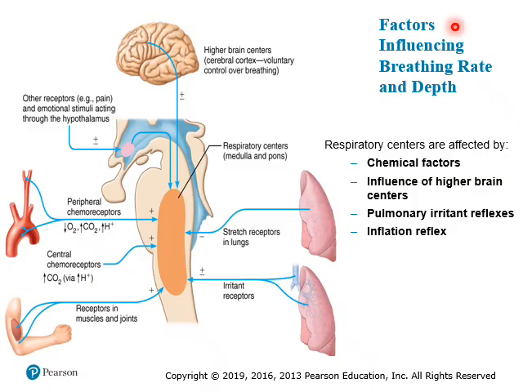So let's take a look at the factors that affect our breathing. First of all, let's take a look at chemical factors, which is actually the most important of all factors affecting the depth and the rate of inspiration. The changing levels of carbon dioxide, oxygen, and the pH going up and going down are the most important. Levels of these chemicals can be sensed by the central chemoreceptors, which are located in the brainstem.